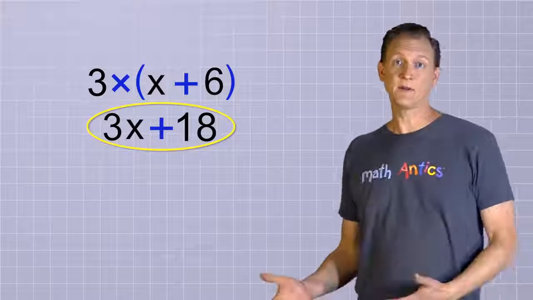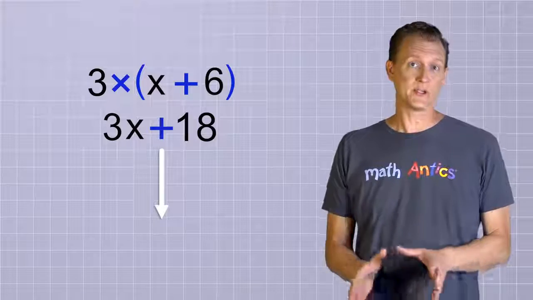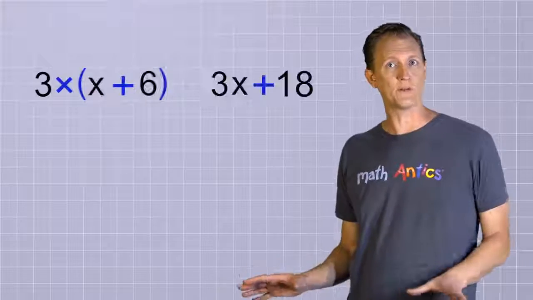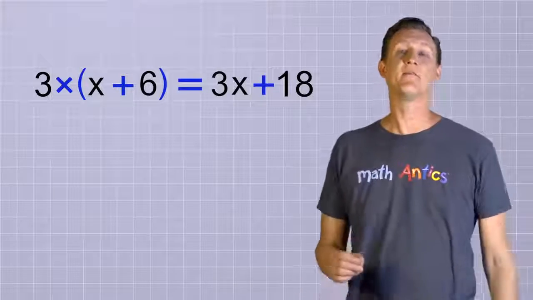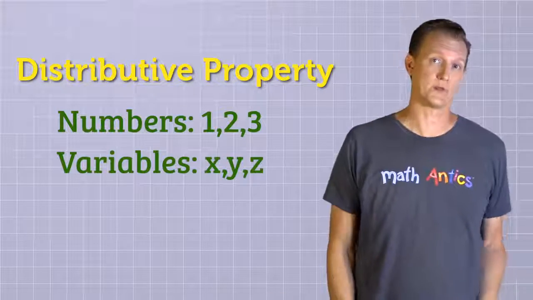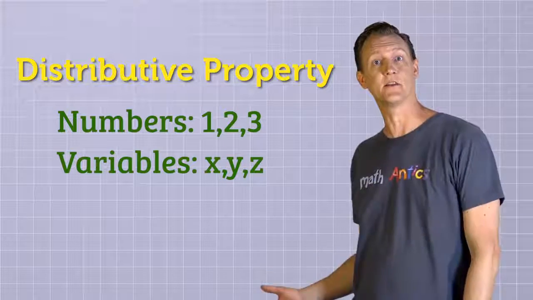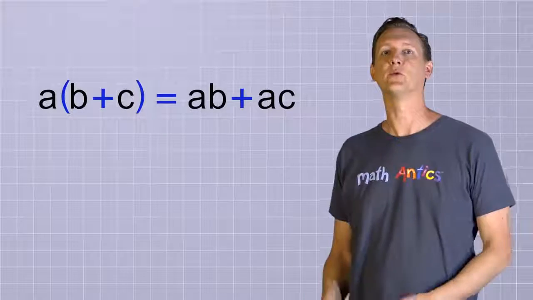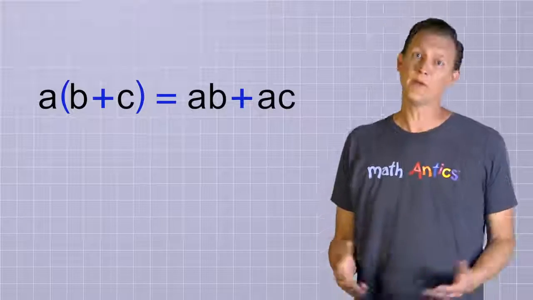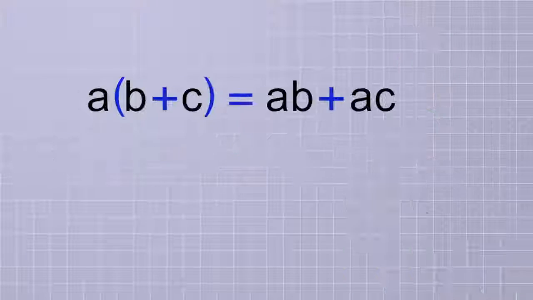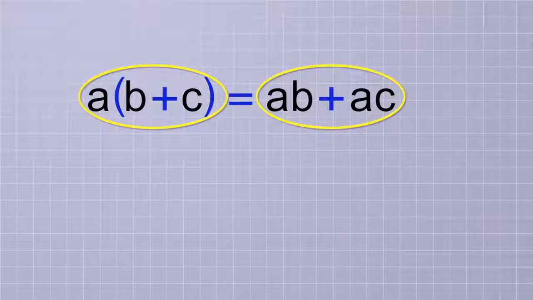And even though we can't simplify these expressions all the way down to a single numeric answer without knowing the value of x, we do know that these two forms of the expression are equivalent because they follow the distributive property. So the distributive property works exactly the same way whether you're working with numbers or variables. In fact, in algebra, you'll often see the distributive property shown like this: a times the group b plus c equals ab plus ac. Or you might see it with different letters like x, y, and z, but the pattern will be the same. This pattern is just telling you that these two forms are equivalent.